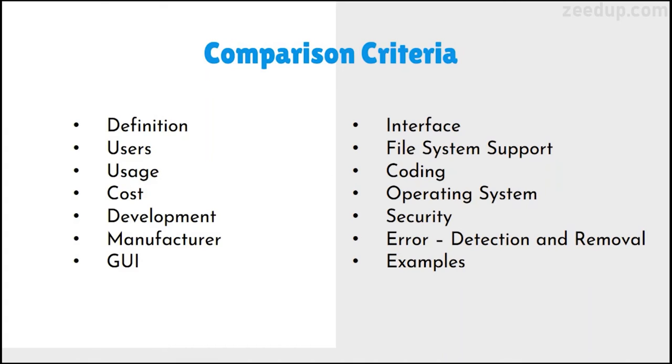If we talk about the interface, the default shell for Linux is the GNU Bourne Again shell, but there are some distributions that have their own interface. For Unix, the Bourne shell was used originally, but it is also compatible with other interfaces as well. If we talk about file system support, Linux supports more file systems than Unix. Unix supports fewer file systems than Linux.